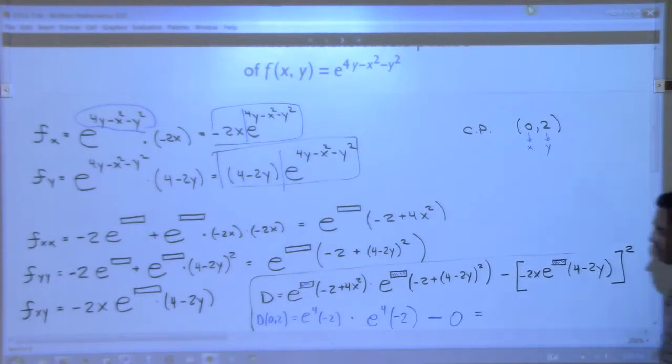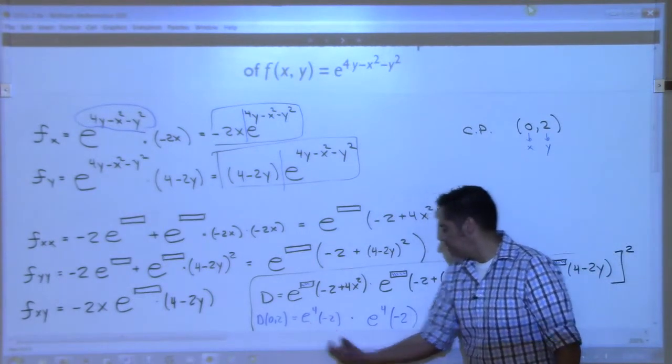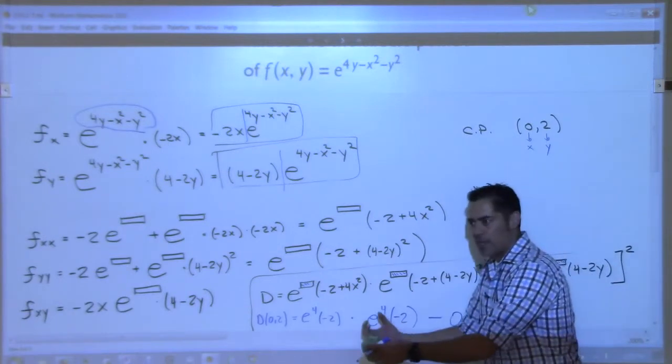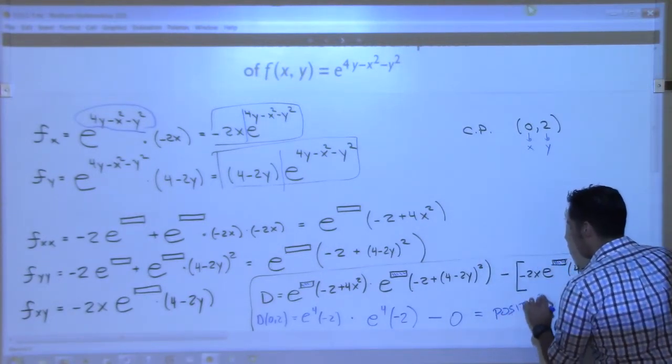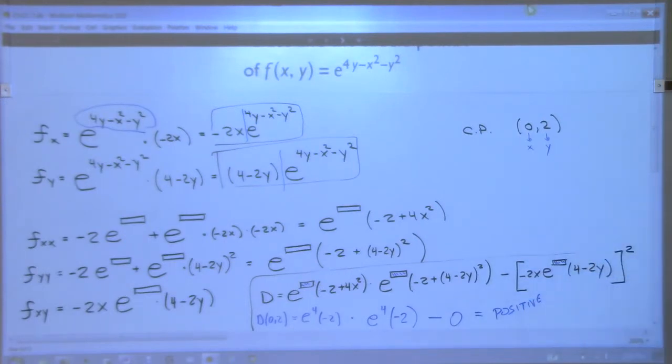It's positive because these two multiplied are negative. These two multiplied are negative. So put that together, we get a positive. So we have a positive. So we've either got a max or a min here, right?